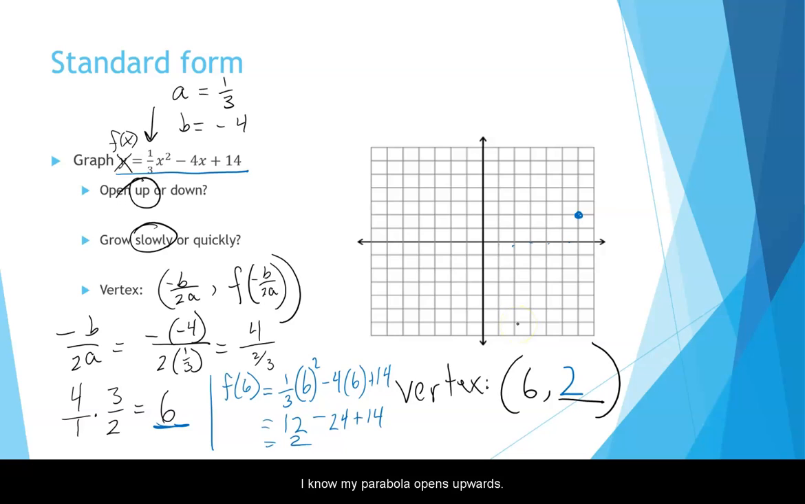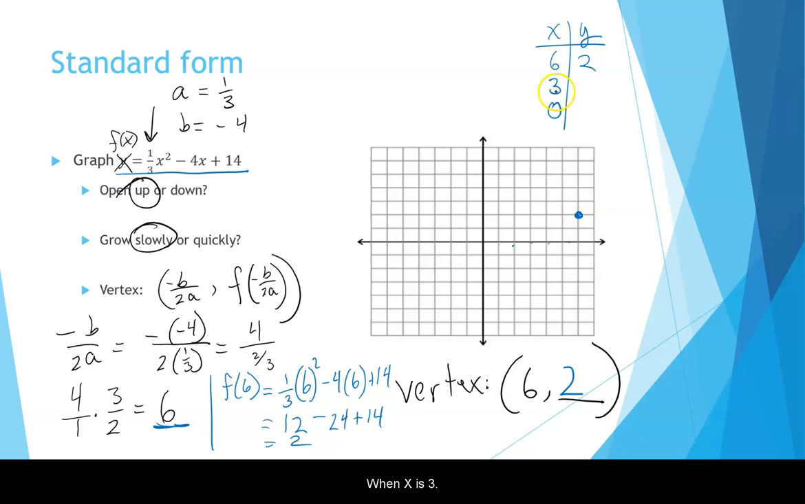I know my parabola opens upwards, so I could use the 1, 3, 5 pattern, but it's going to be multiplied by 1/3 each time. Instead, let me just build a table. I'm going to start at (6, 2) because that's my vertex, and I'm going to plug in 3 for x. I don't want to do 5 and 4 because I'm going to end up with fractions, and I don't particularly want to graph fractions. So I want to choose something for my x that's divisible by 3. So that means my next number is going to be a 0. That should be enough to get us the graph.